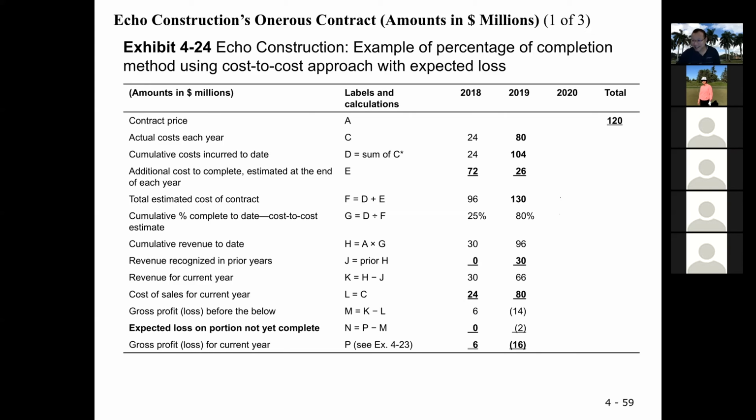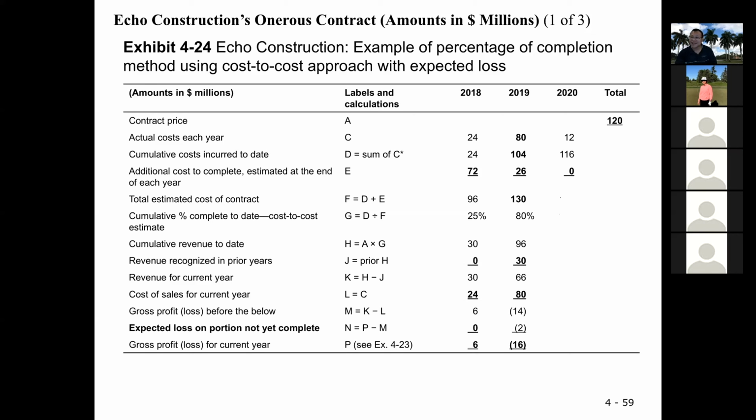Okay, that's really helpful. Let's go to 2020. In 2020, the actual cost is 12. Cumulative cost to date is 116, so 24, 80 plus 12. So these three actual numbers together give a cumulative cost of 116. What's the additional cost to complete?